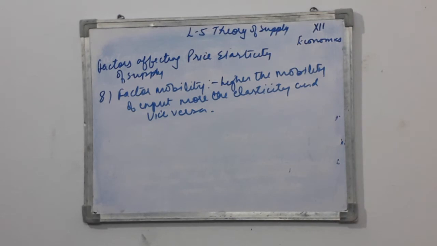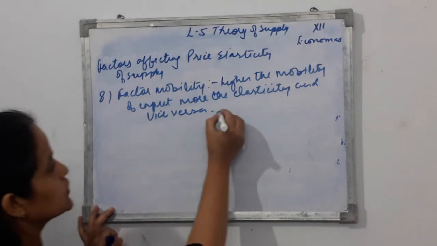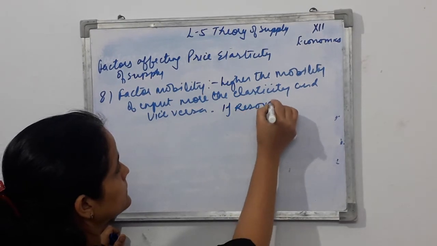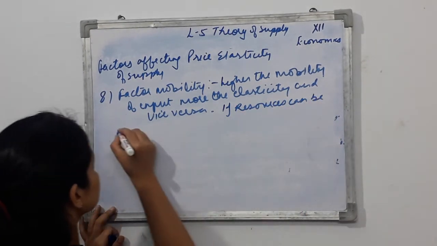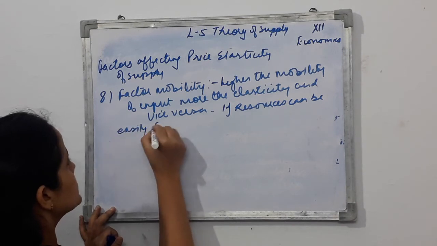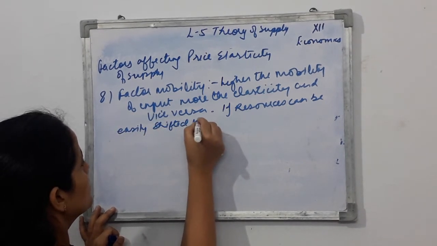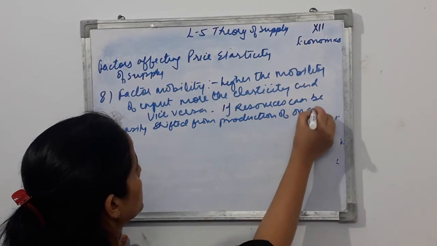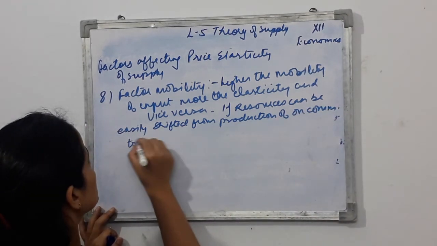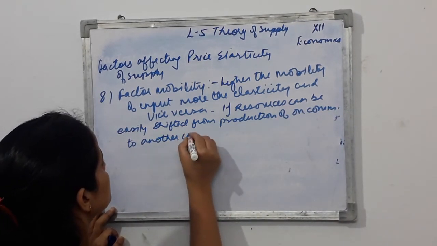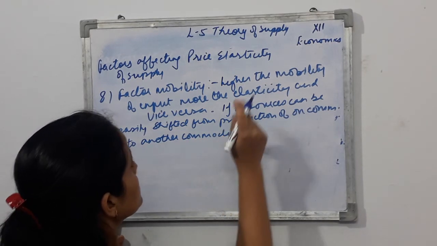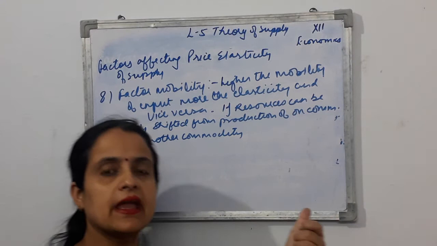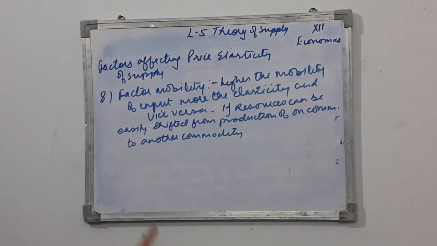And vice versa. If resources can be easily shifted from production of one commodity to another commodity, this is known as what? Mobility. So if the mobility is high, then the elasticity is also going to be high, right? So the production of the product whose price has increased, the price elasticity of supply will be more.